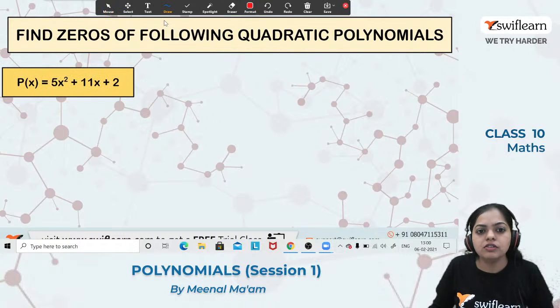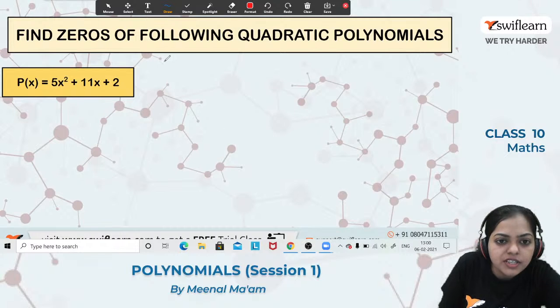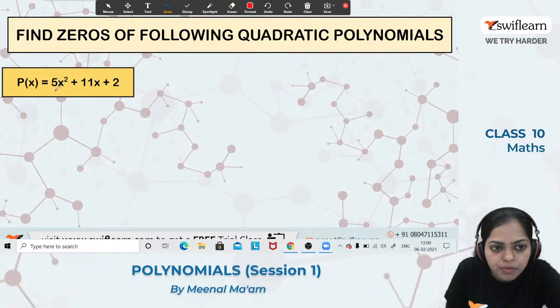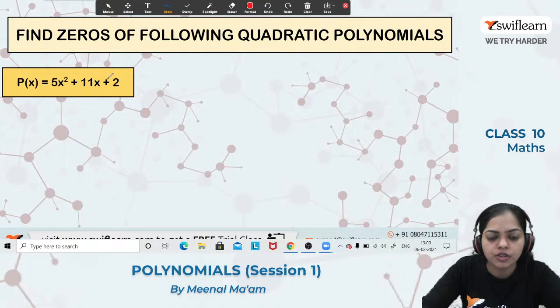Okay, and let's solve this question together. So what's given in the first question? Our given polynomial is what? P(x) = 5x² + 11x + 2 = 0.